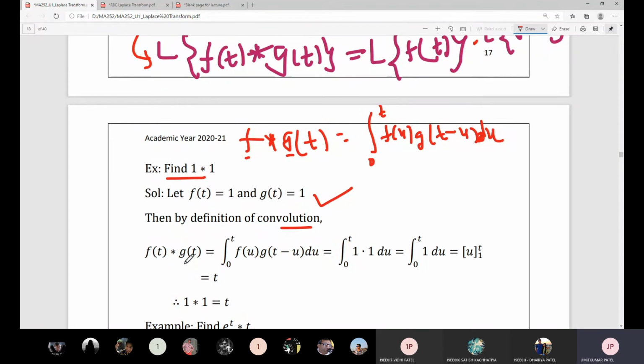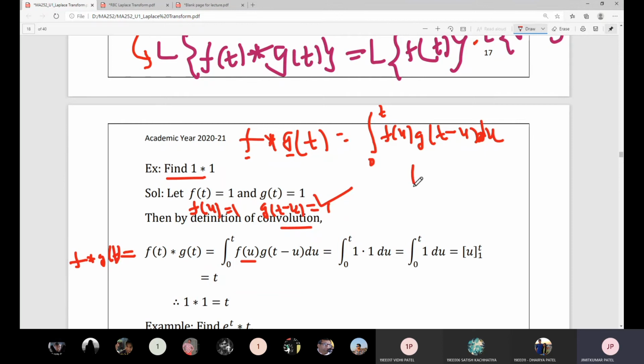And what is it? f star g of t is equal to f of t star g of t, which is equal to integration 0 to t f of u g of t minus u du. Now look here, what is our f of u? Here f of t is equal to 1 is given. You have to find f of u, and f of u will also be 1 because there is no t on the right side, so no change. In the same way, if you find g of t minus u, what do we get? It is also 1 because there is no t.